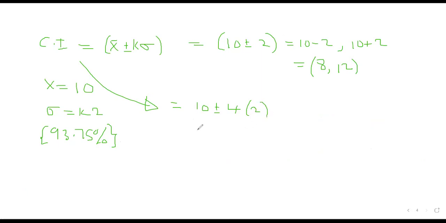2 quarters. So here we're going to have 10 plus or minus 4 times 2, which is 8. So what is our lower bound? Our lower bound will be 10 minus 8, which is 2. Our upper bound will be 10 plus 8, which is 18. So this is our confidence interval.